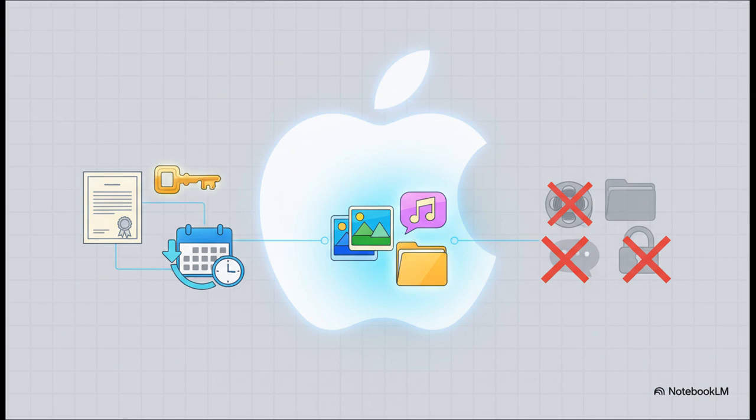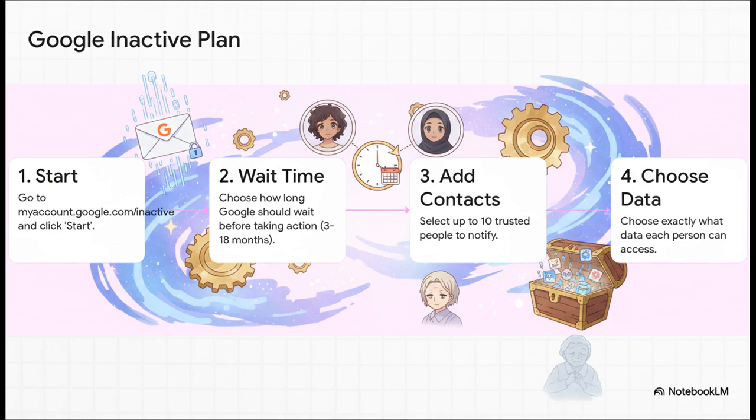Your contact is going to need two things to get access: a copy of your death certificate and that unique access key you gave them. Once Apple approves it, they get 3 years to download your data. Photos, messages, files. But it's really important to know they won't be able to see things like movies you bought or your saved password.